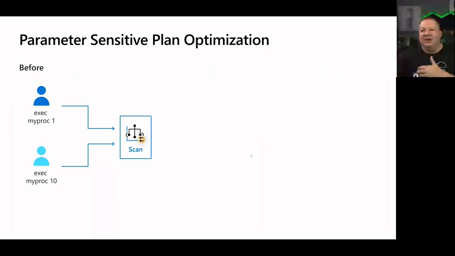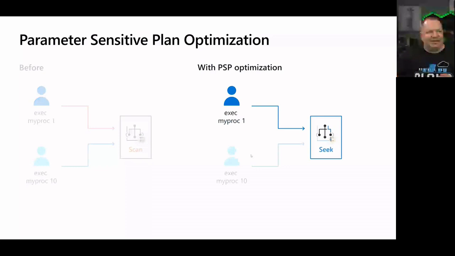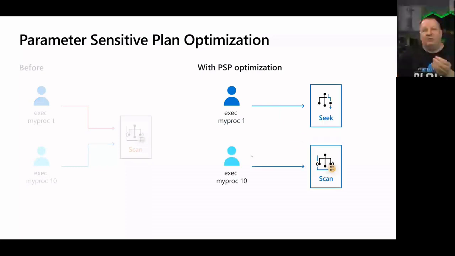Now, I'm not going to go into the parameter sensitive plan optimization today, but just to give you the heads up on that. Basically, we want to have a plan sufficient for the parameter that we're putting in there. So if we need a seek, we get a seek. If we need a scan, we're going to get a scan. What we end up with is essentially separate plans based on what is called a variant inside of the engine.